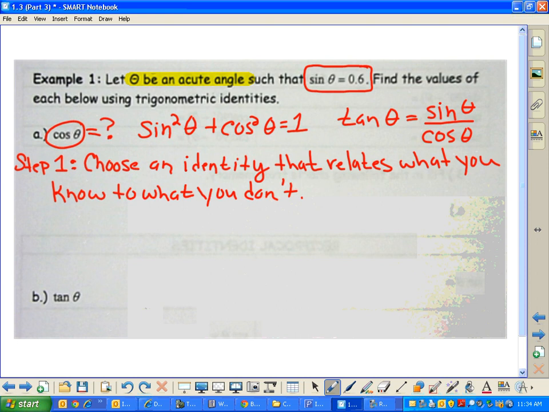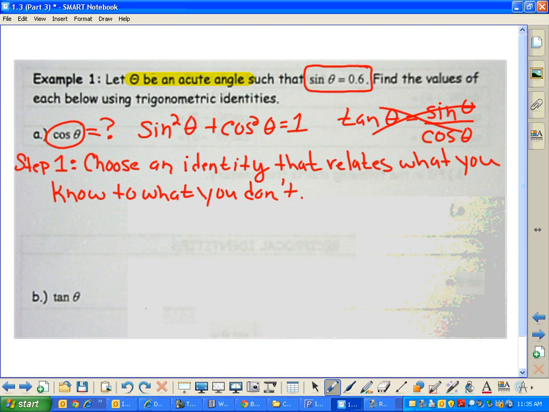So let's entertain for a second this first identity. Sine squared theta plus cosine squared theta equals 1. I know what sine is. I don't know what cosine is. And then that's equal to 1, which I know what that is. It's 1. If I use tangent, I don't know what tangent is. I don't know what cosine is, but I do know what sine is. So one of these is better than the other. This one would have 2 unknowns, so I can't use it right now.